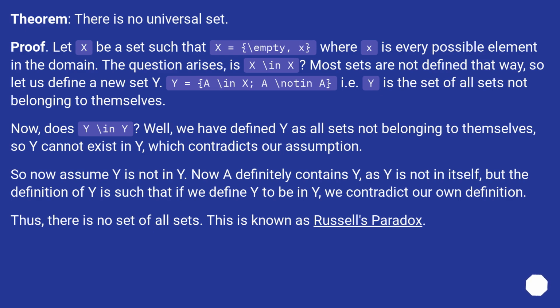Well, we have defined Y as all sets not belonging to themselves, so Y cannot exist in Y, which contradicts our assumption. So now assume Y is not in Y. Now it definitely contains Y, as Y is not in itself, but the definition of Y is such that if we define Y to be in Y, we contradict our own definition. Thus, there is no set of all sets. This is known as Russell's paradox.